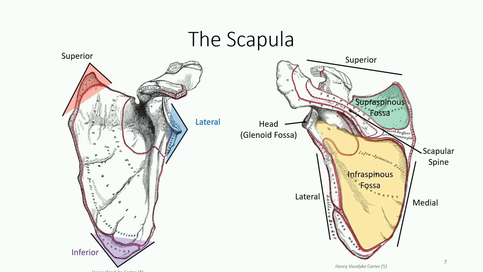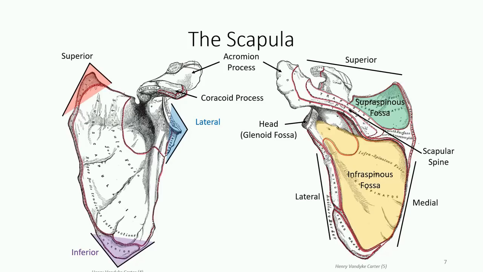The spine runs superolaterally, curving anteriorly to form the acromion process. This forms the roof of the subacromial tunnel, in which a number of structures pass and have the tendency to become impinged. Inferomedial to the acromion process is the coracoid process, a prominent bony protrusion which serves as a site of muscle and ligament attachment.